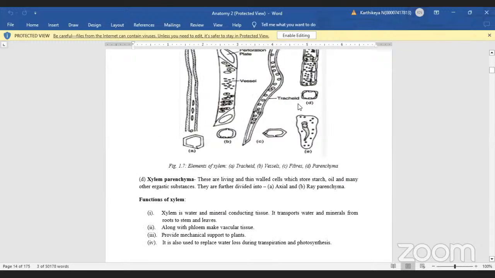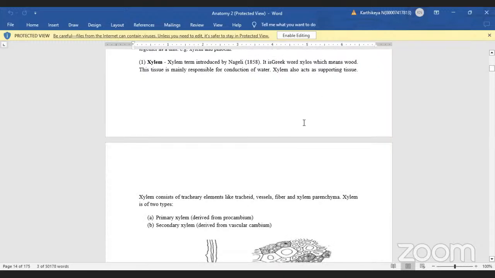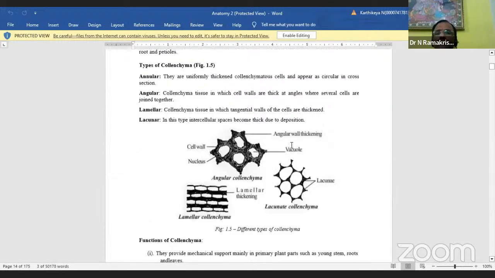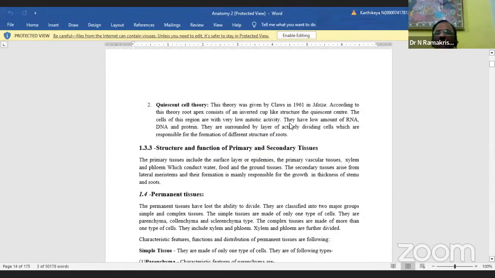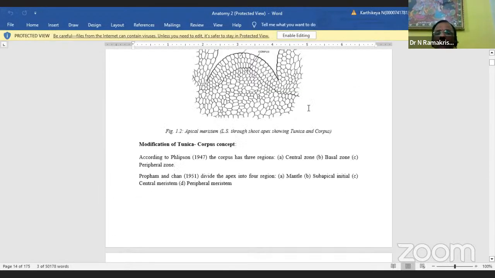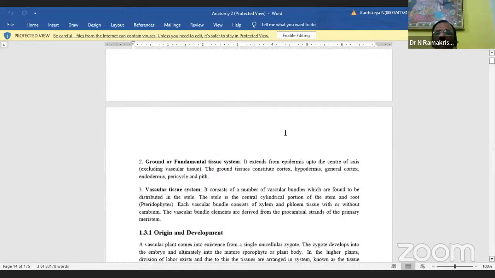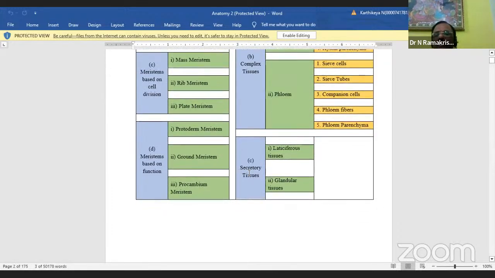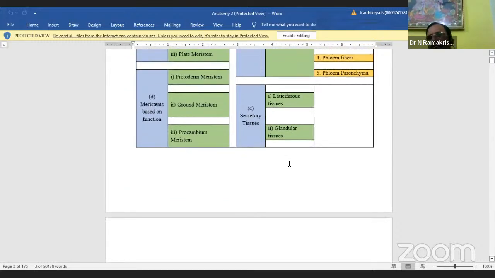Secretory tissues. Yes, secretory tissues. So what is the meaning of secretory tissues? Here now you see there is a chart in this one. Okay. Secretory tissues. Now how many are there? Two. Lactiferous and glandular. Two. Okay. So some books give more than two or three, but these two are most important.